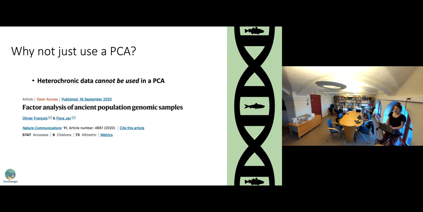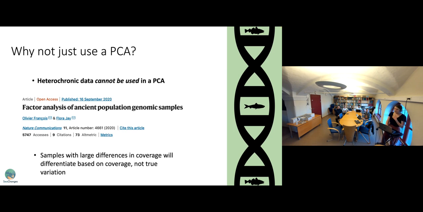I'm not going to get into all of the reasons why not, but if you're interested in this, I would highly recommend this paper, which came out a couple of years ago, about factor analysis, which is a new way of assigning ancient samples that gets around this issue of using a PCA. But their basic conclusion is that when you do a PCA with heterochronic samples, the variation, the eigenvalues, will be basically informed only by the difference in time and not by the true variation that you see in those populations. So you're going to have a skewed estimate of where your populations really belong in the distribution.